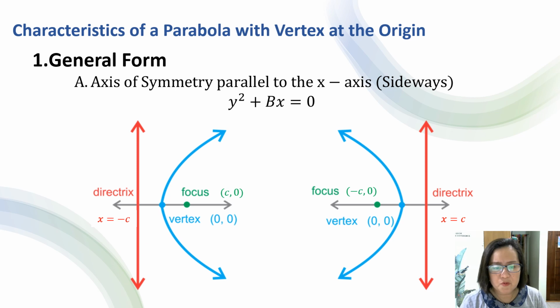When the parabola opens to the right, the coordinates of the focus is given by (c, 0). Its directrix is given by the equation x equals -c. On the other hand, when the parabola opens to the left, the focus is at (-c, 0), while the directrix is given by the equation x equals c.